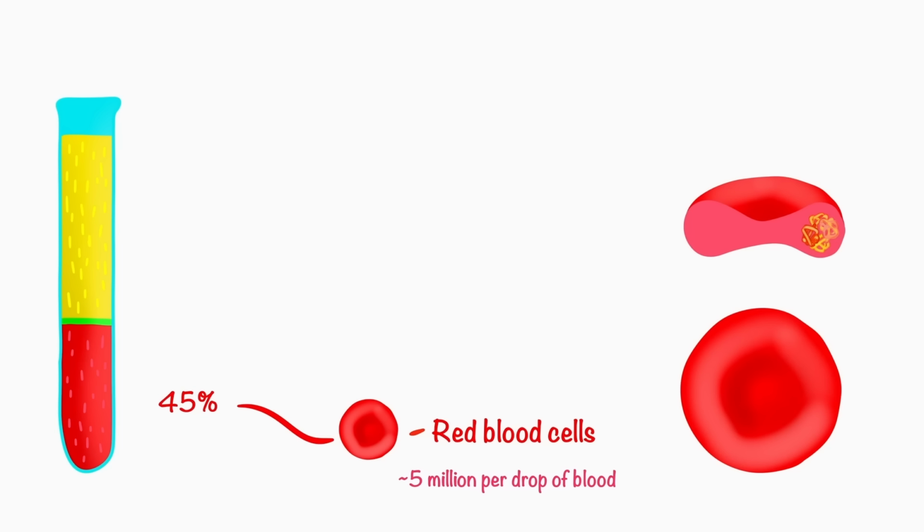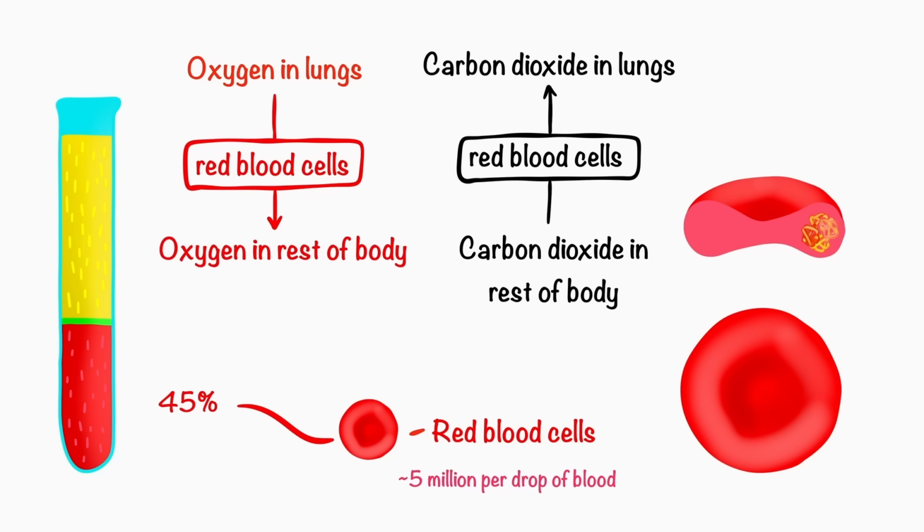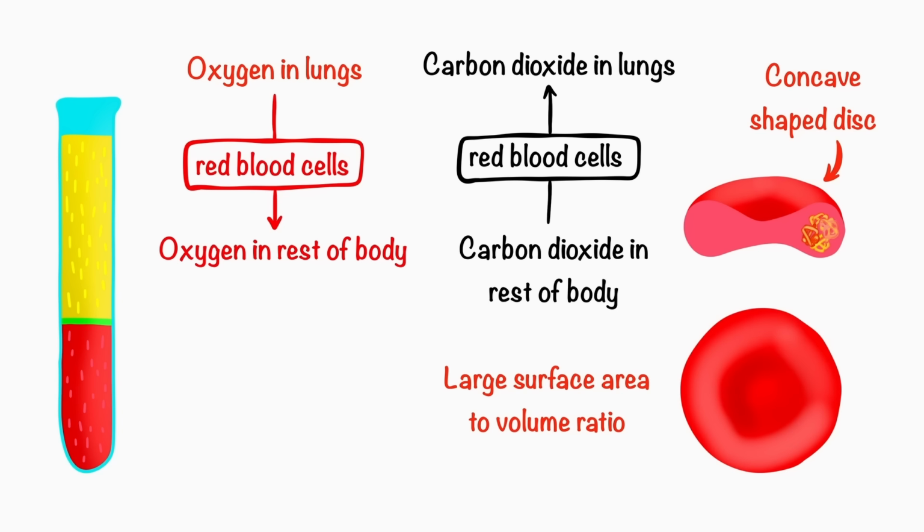These are the most numerous cells in your blood and give blood its red color. The primary function of red blood cells is to transport oxygen from your lungs to all the cells in your body. They also help carry some carbon dioxide back to the lungs. Red blood cells have several adaptations that make them perfect for this job. They have a distinctive biconcave disc shape, like a donut with a thin center instead of a hole. This unique shape provides a large surface area relative to volume, allowing for efficient gas exchange.